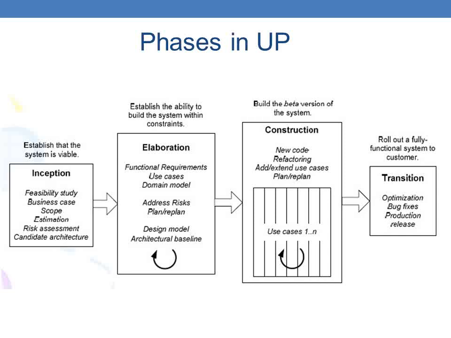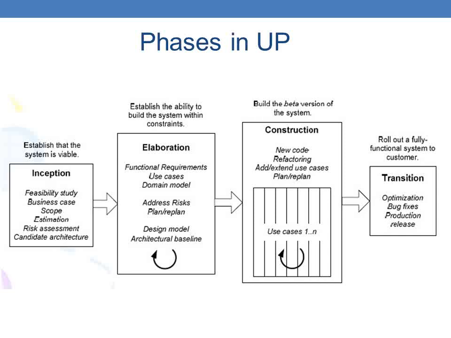Next, the output from elaboration is going to be construction. So construction means build a beta version of the system. You can implement the system here. For that, new code and refactoring, add, extend use cases and plan and replan. Next step is after implementing we have to test. So the testing is bug fixes, optimization, evaluation, like that process. So transition means roll out a fully functional system to the customer, with optimization, bug fixes and production releases.